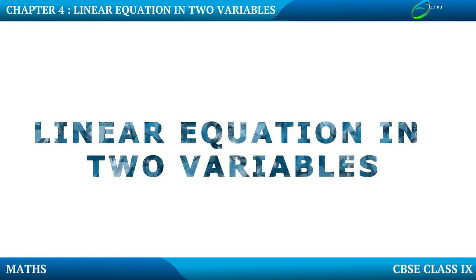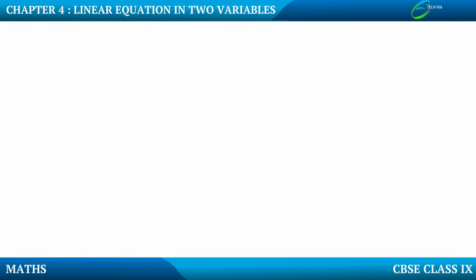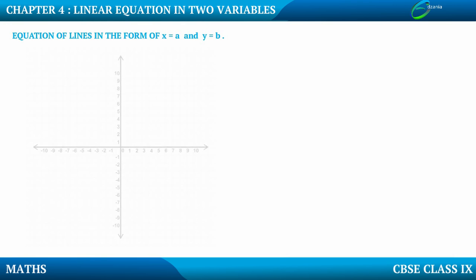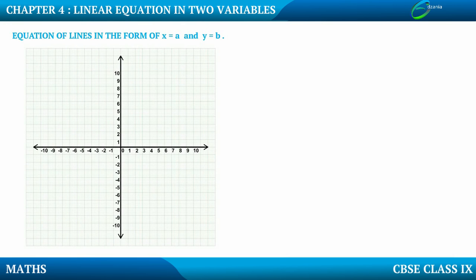Linear equations in two variables. Now let us see equations of the form x is equal to a and y is equal to b. What does this exactly mean and how are the graphs of these equations? For that I need a graph paper again. So here is a graph paper.